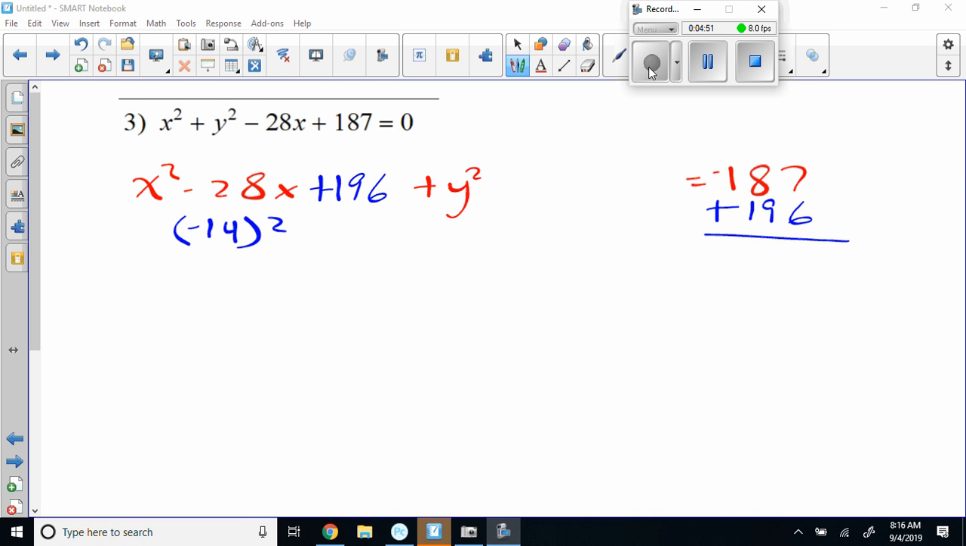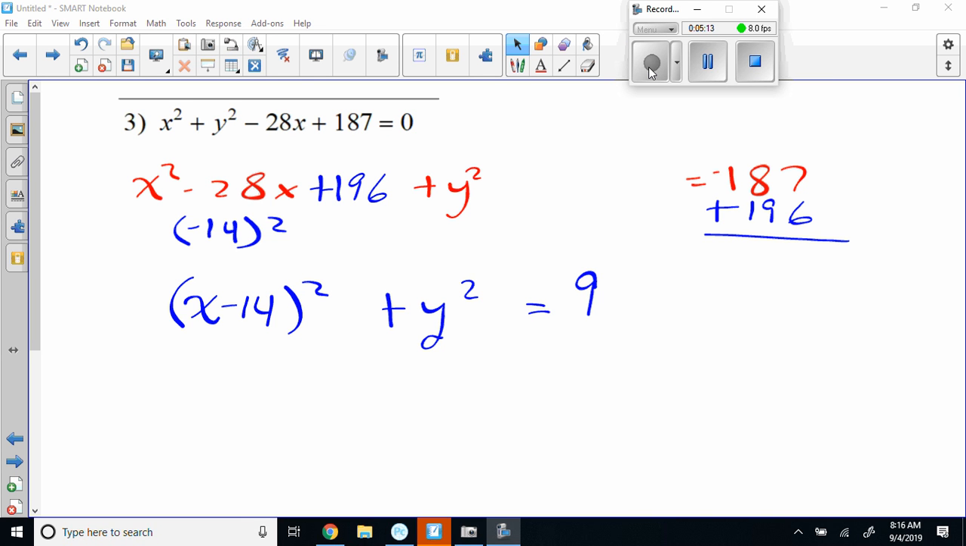Now, I'm ready to complete the square. Let's write it in that perfect square trinomial in factor form. x minus 14 squared plus y squared equals, ladies and gentlemen, negative 187 plus 196 should give me what? 9. Good. And for grins and giggles, can you tell me what the center is? Positive 14, 0, right? Positive 14, 0.